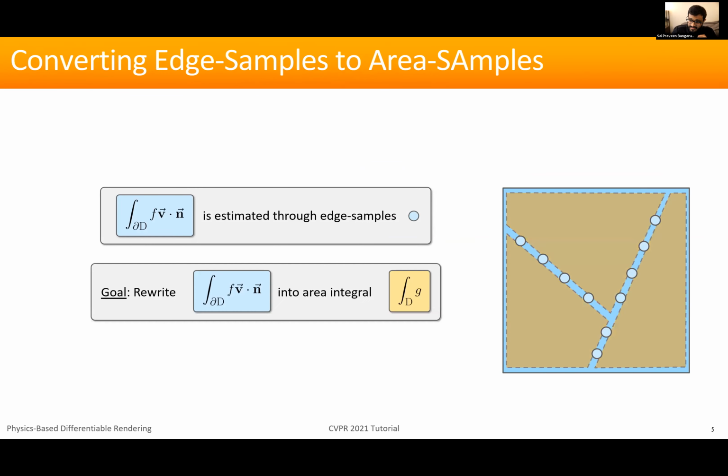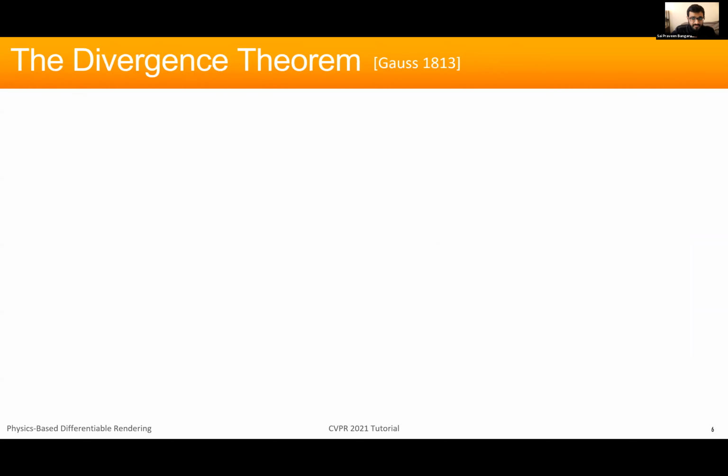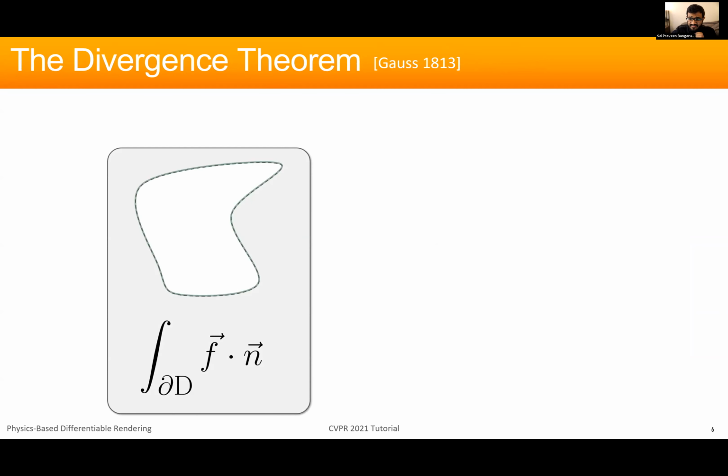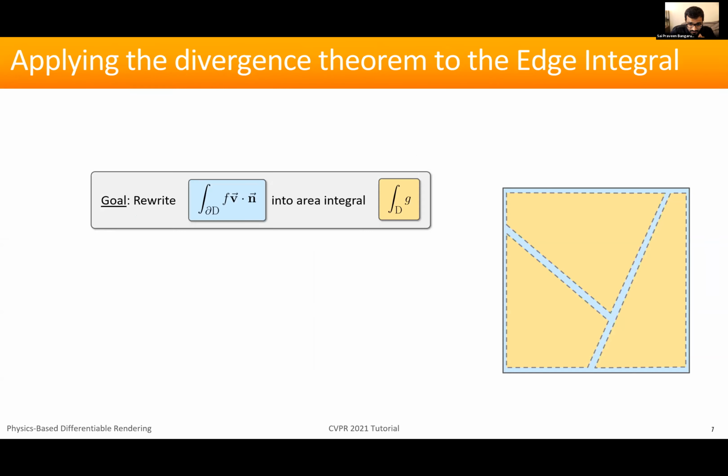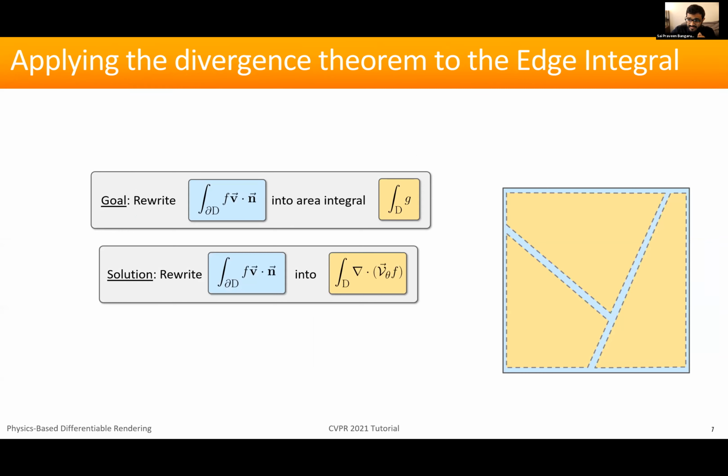And here we ask, can we estimate the same integral without having to generate such samples? In other words, can we rewrite the boundary integral into an area integral that is defined in the interior set D? For that, we look to a very old theorem called the divergence theorem, first proposed by, I think, Gauss back in the 1800s. And that states that an integral of a vector quantity over the boundary of a domain is equivalent to the integral of the divergence of the vector quantity over the interior of the domain. Now we can realize our goal of rewriting the edge integral into an area integral. It turns out that this is simply an integral over the divergence of the vector quantity, f times v.